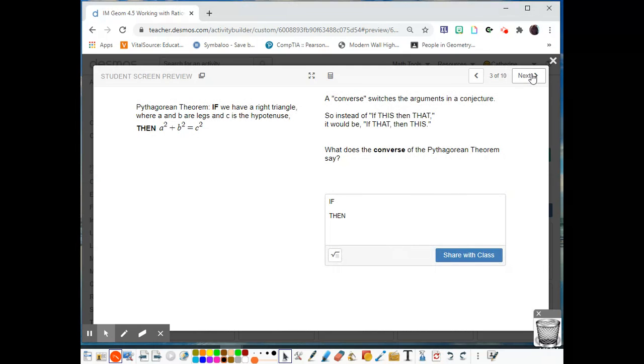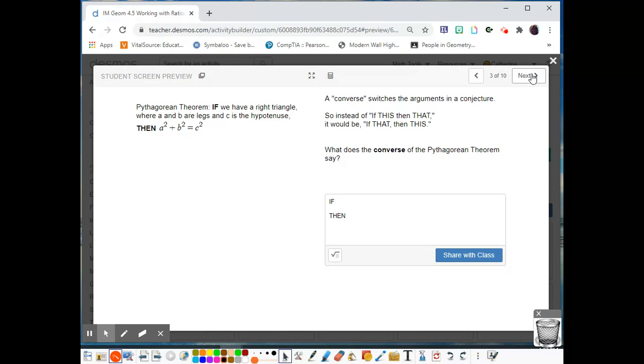Okay, so with the Pythagorean theorem, if we have a right triangle where A and B are legs and C is the hypotenuse, we know then A squared plus B squared equals C squared. But now we're being asked to take a look at the converse. A converse is a statement that switches the arguments in a conjecture. So our conjecture was the Pythagorean theorem: if we have a right triangle where the legs and so on and so forth, then A squared plus B squared equals C squared. So with the converse, we're going to switch. Instead of saying if this, then that, we're going to say if that, then this.